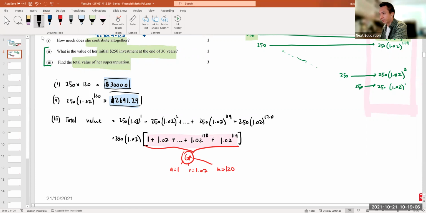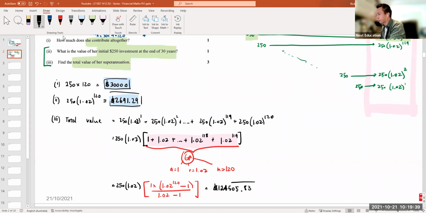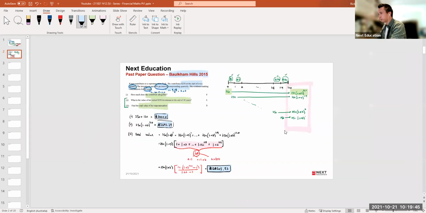So then when I sub this into my GP, the sum of the GP formula would be A times R to the power of N minus 1 over R minus 1. If you punch that into the calculator, round it off to the nearest cent, $124,505.83. Pretty straightforward. So how's that?